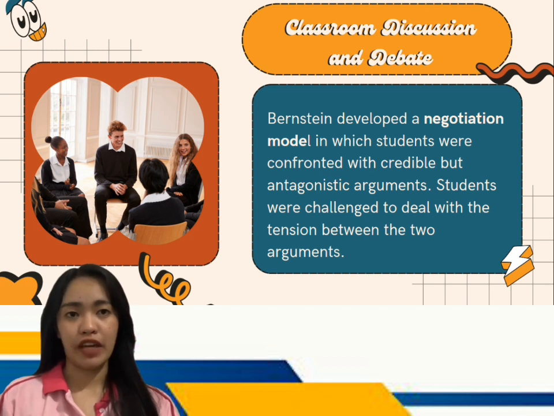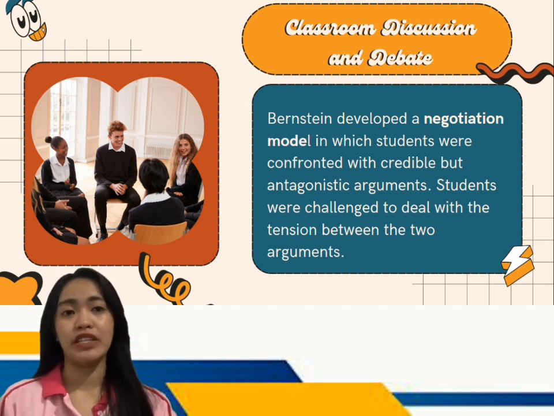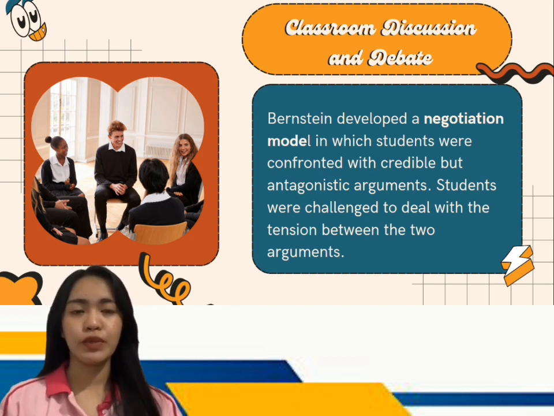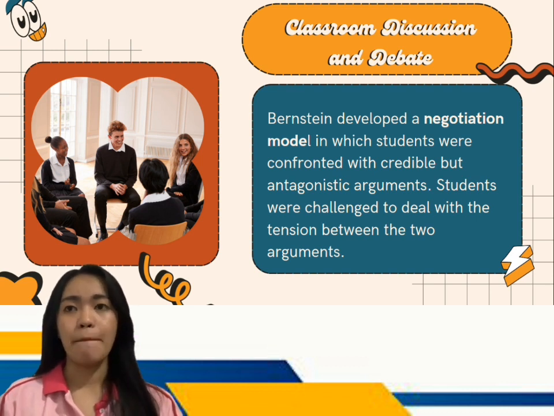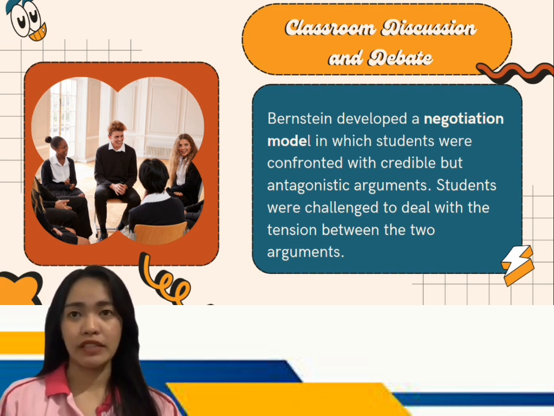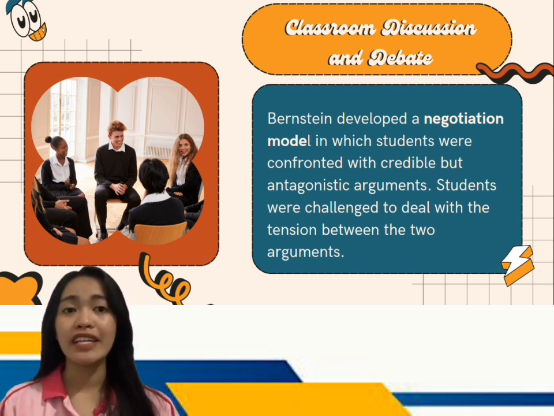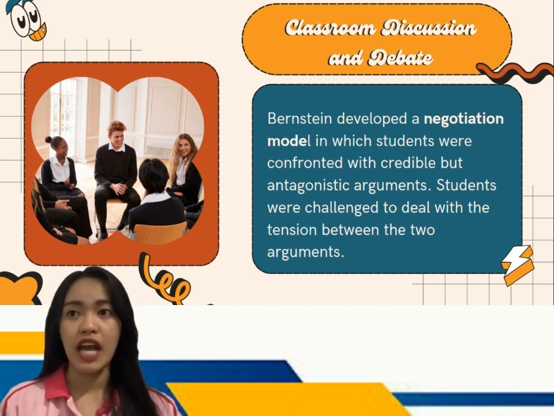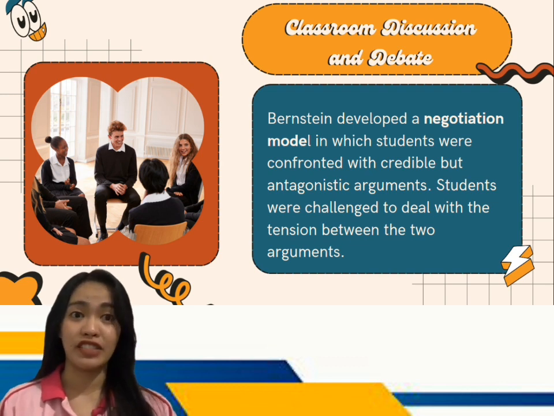Various techniques are available. Bernstein developed the negotiation model in which students were confronted with credible but antagonistic arguments. Students were challenged to deal with the tension between the two arguments. It is thought that this tension is one of the components that drives critical thought. Some controversial topics in psychology were brought up and talked about, like animal rights and pornography. So the students gave positive answers, and as the class went on, they said that they feel more at ease arguing both sides of the problem.